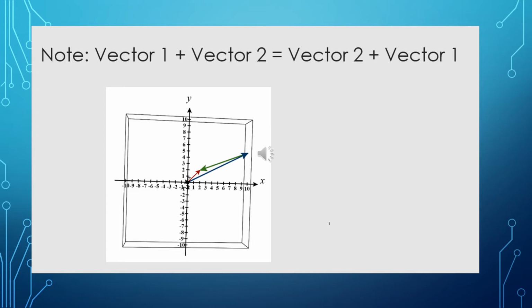It is also nice to note that the order that you add vectors doesn't matter. If I stack one vector to the end of the other, I'm going to land at the same point as if I did the reverse. You can see that in the picture here. If I take -8, -3, and I stack it at the end of 10, 5, I'm still going to land at the point 2, 2.